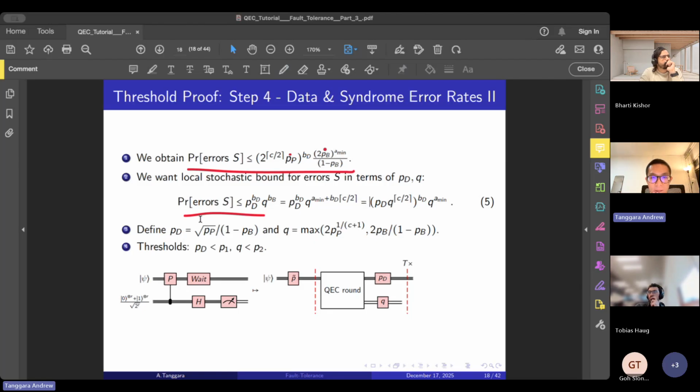After working things out, these are the values of PD and Q that work, so that equation 5 is satisfied. Now we can just choose a threshold for data errors and a threshold for bit flip errors, P1 and P2, that upper bound this PD and Q.